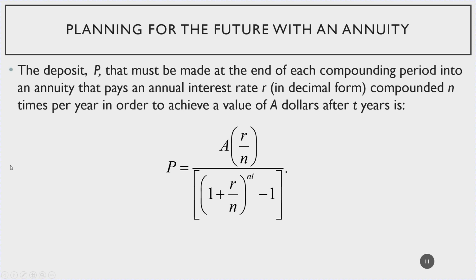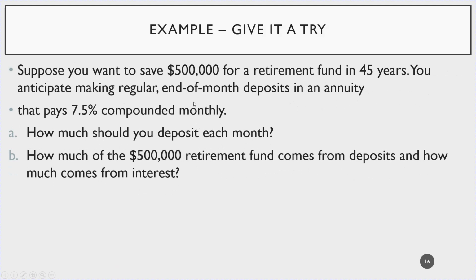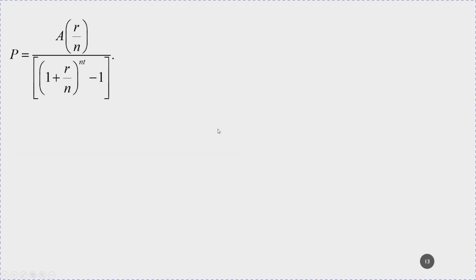So it's this. P is equal to A times R divided by N, and then divided by 1 plus R divided by N raised to the N times T power minus 1. Okay. So a little bit harder formula to do, but we'll be able to handle it. Okay, so here's the problem. Suppose the first example here, and we'll do 3 examples again, okay?